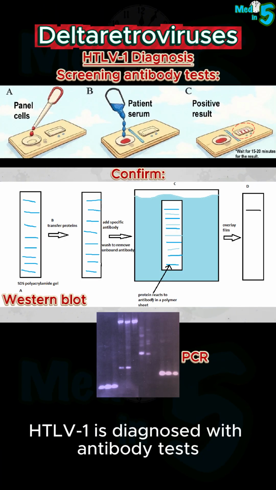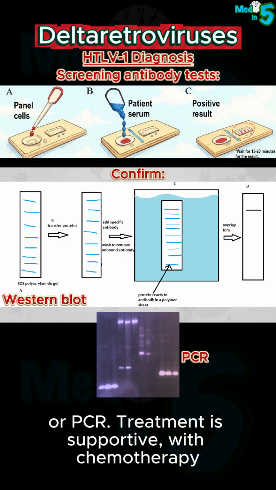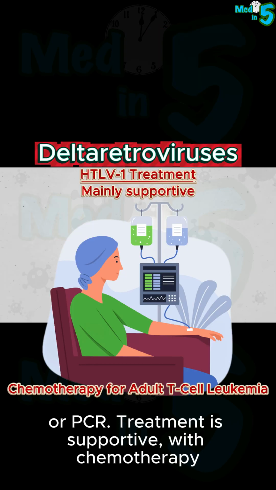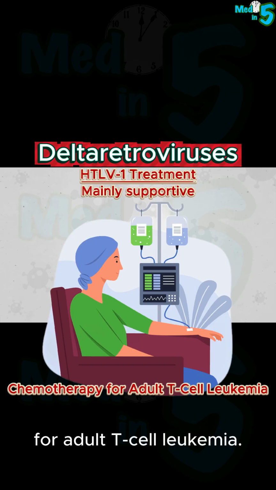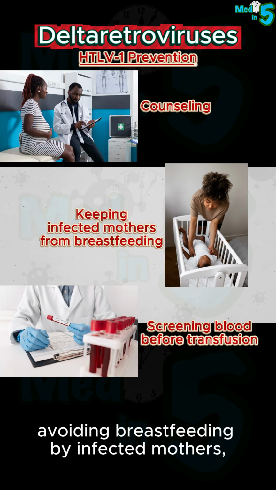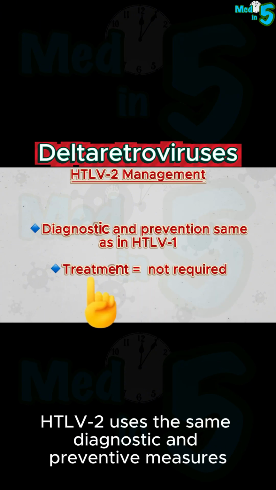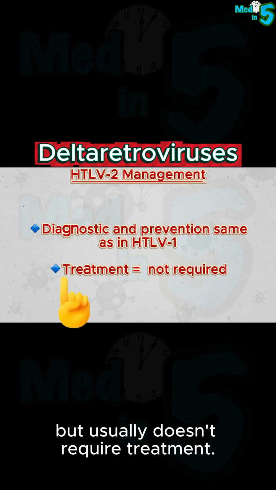HTLV1 is diagnosed with antibody tests and confirmed by Western blot or PCR. Treatment is supportive, with chemotherapy for adult T-cell leukemia. Prevention includes counseling, avoiding breastfeeding by infected mothers, and screening blood. HTLV2 uses the same diagnostic and preventive measures, but usually doesn't require treatment.